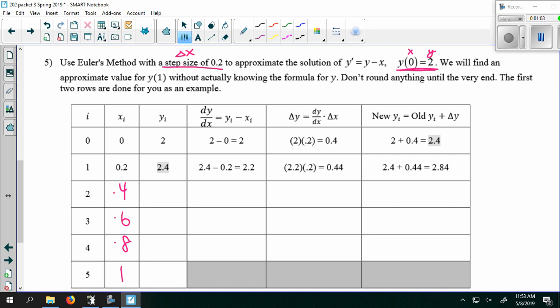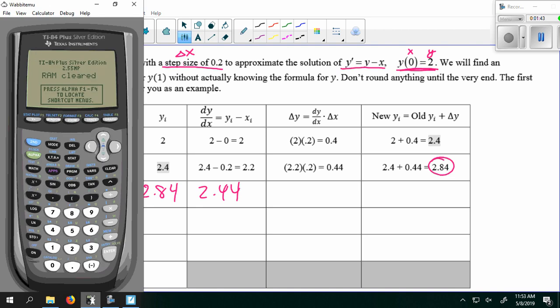And I'm going to start off right here at row 2. So I know that this 2.84, this is my new y, so this has to get moved down here. And now I'm going to do dy dx, which is just y minus x, because that is the differential equation. That's the formula for the derivative. So y minus x, 2.84 minus 0.4 is 2.44. And then delta y is dy dx, 2.44 times change in x, which is 0.2.